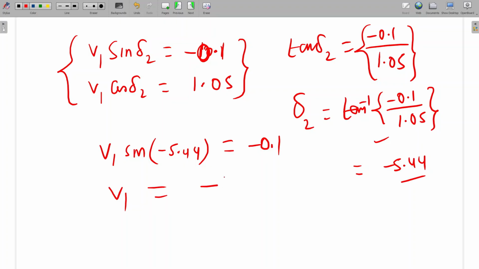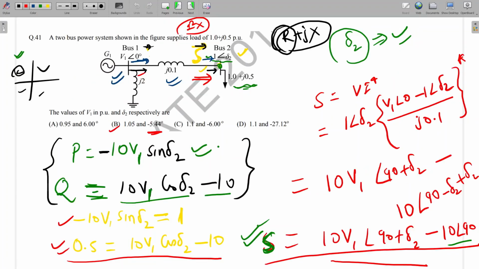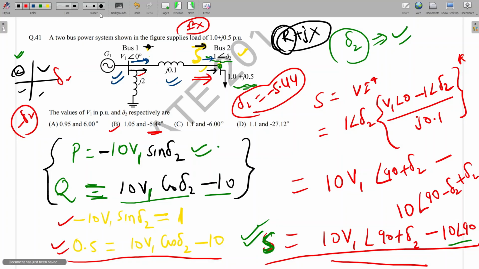If it will be a numerical integer type question, then we will write minus 5.44, because delta 2 we are calculating, delta 2 will be minus 5.44. We have to write minus 5.4, because we have assumed the variable delta 2. If it is written as minus delta 2, 5.4, then what will be the value of delta 2? Delta 2 will be 5.44. That we should take care of.